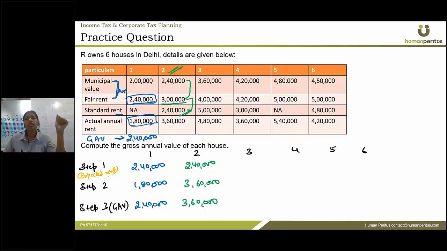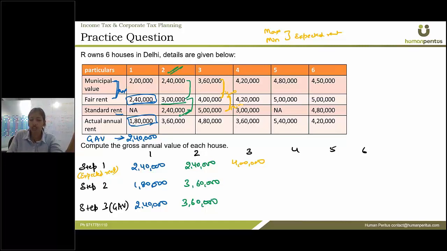Sabiha, remember the steps. First, maximum, then minimum. So first is the maximum of these. Maximum is 4 lakh. Then this 4 lakh is compared with standard rent and we take the minimum of this. So the minimum will be our expected rent, which is 4 lakh. So remember the steps, maximum and minimum, after that we get expected rent.